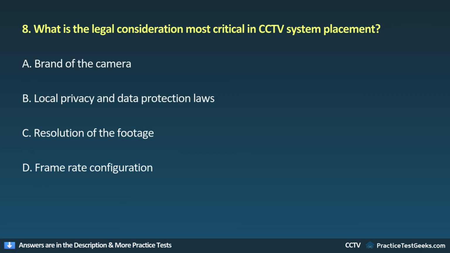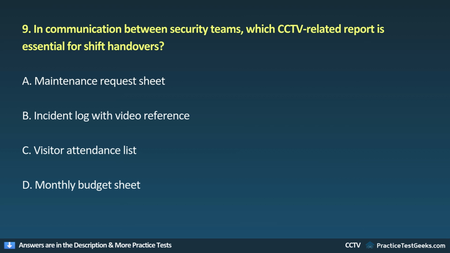8. What is the legal consideration most critical in CCTV system placement? A. Brand of the camera. B. Local privacy and data protection laws. C. Resolution of the footage. D. Frame rate configuration.